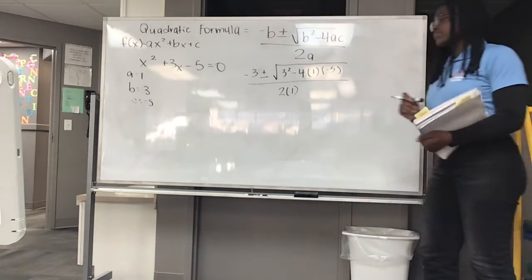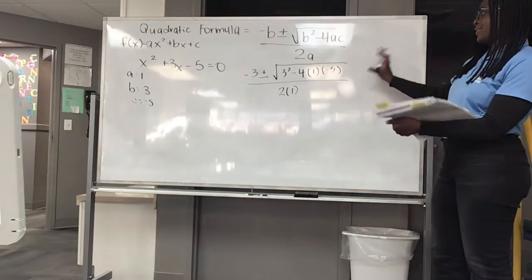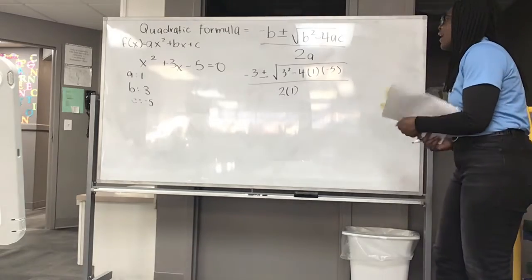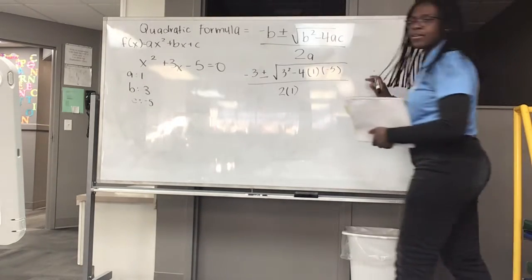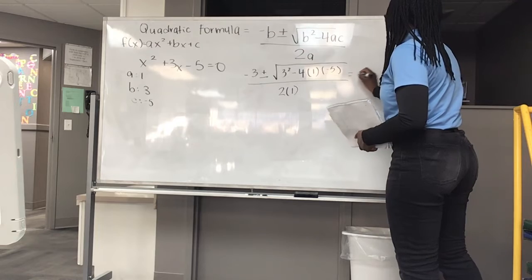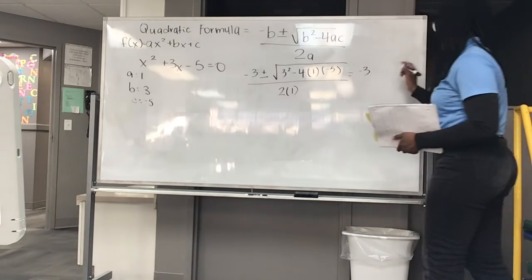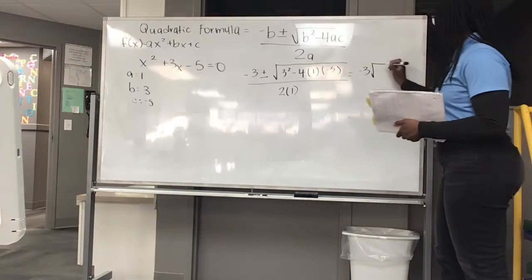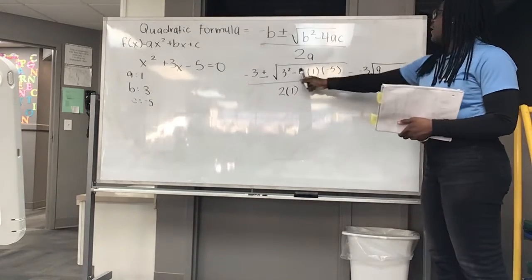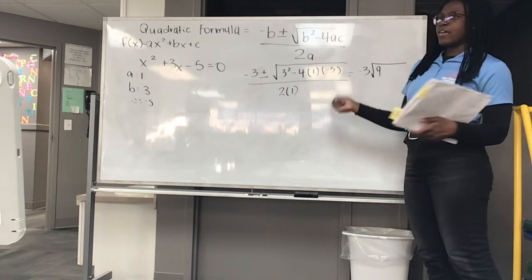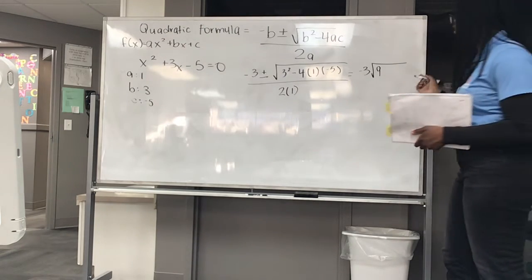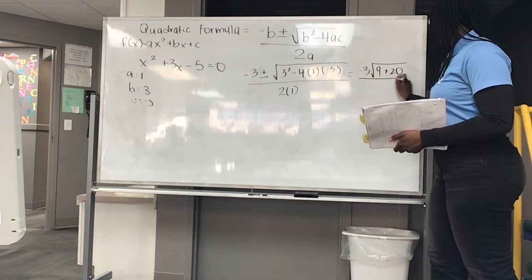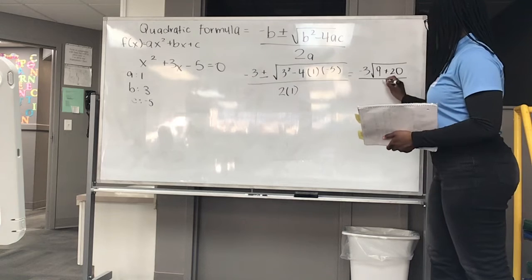Okay, so now we're not done yet because this is just some big huge formula with numbers plugged in, but we want to simplify it. So I'm going to leave my negative 3 out front because there's really nothing to simplify it with yet. 3 squared, I can change that to 9. 3 times 3 is 9. And then negative 4 times 1 times negative 5 would be positive 20. And then all of that over 2 times 1 is just 2.